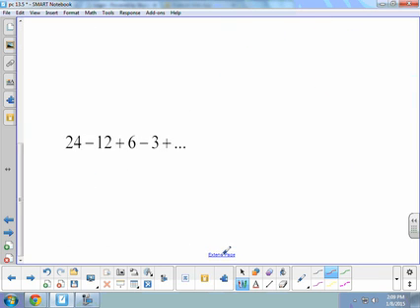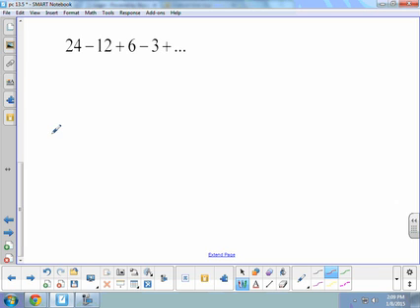Now let's do another one. On this one, 24 minus 12 plus 6 minus 3. The first thing I notice here is I have positives and negatives every other one, so I'm automatically thinking r is probably going to be negative. Well, you're dividing by -2 each time, and remember, dividing by -2 is the same as multiplying by 1/2. So our r this time is -1/2.